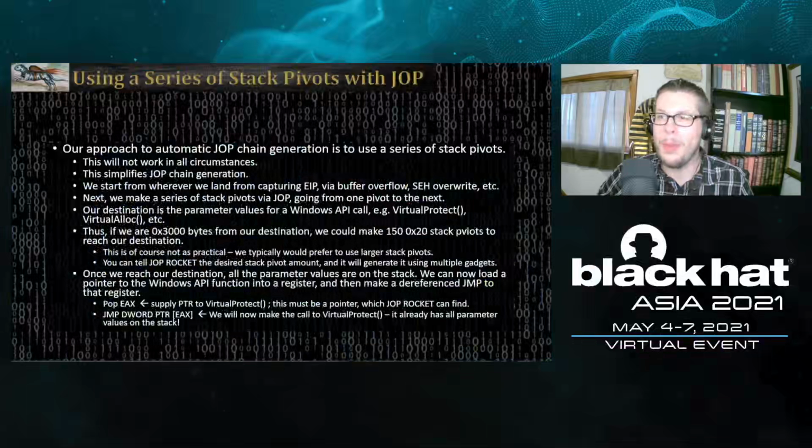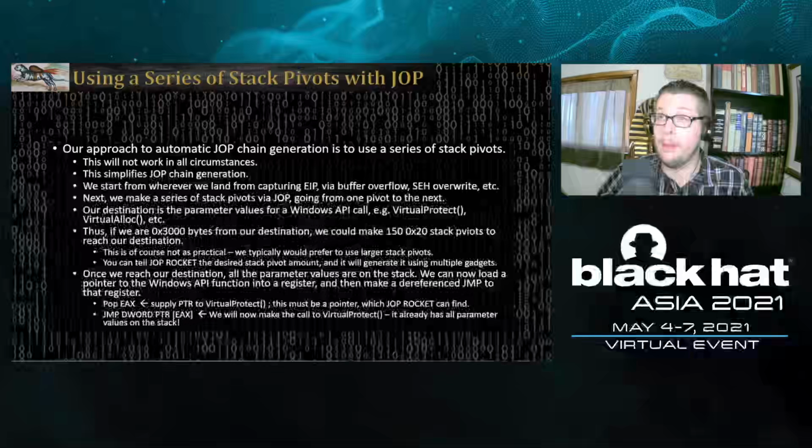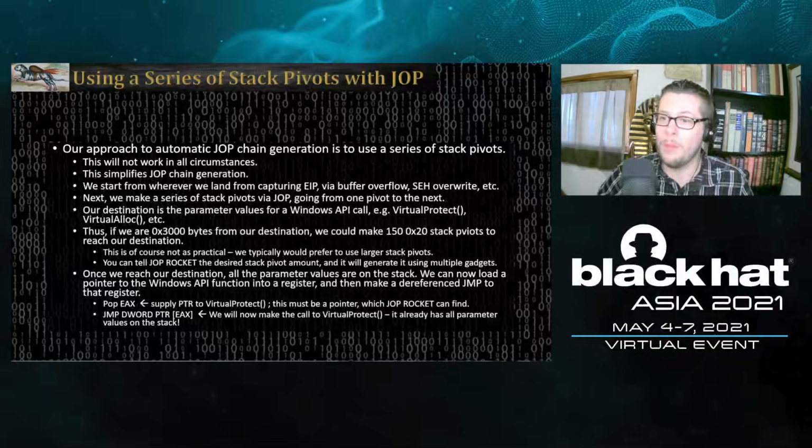Now, the premise behind our stack pivots is imagine that you have a buffer overflow, an SEH overwrite, whatever the case, and you need to do a pivot of 5,000 bytes to reach your destination, your payload. You could do that with one gadget if you found it, but with JOP, you can also do it with many other different stack pivots that jointly allow you to reach that destination. And then from there, we just simply make the Win API call.